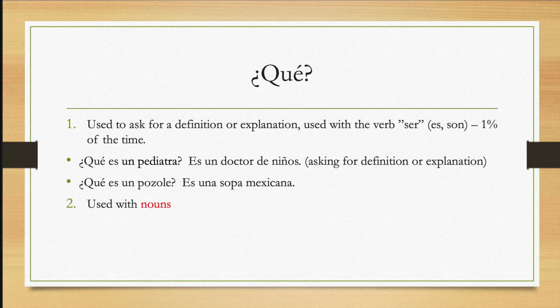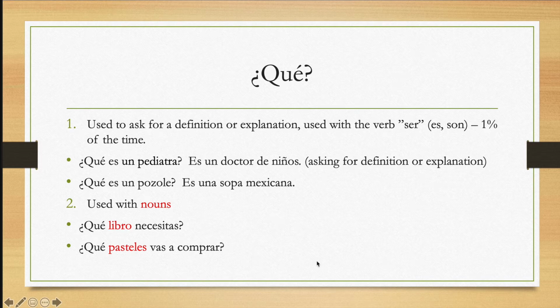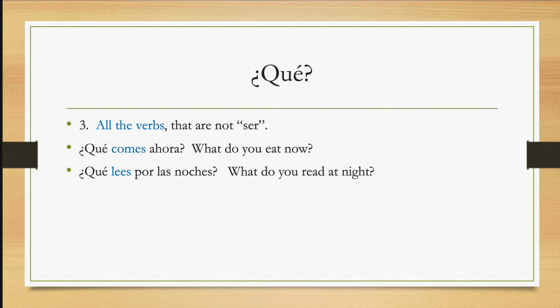It's used with nouns, all the nouns. ¿Qué libro necesitas? ¿Qué pasteles vas a comprar? What book do you need? What cakes are you going to buy? Entonces, libro y pasteles son sustantivos. They're nouns. So you have to use qué whenever you have nouns.